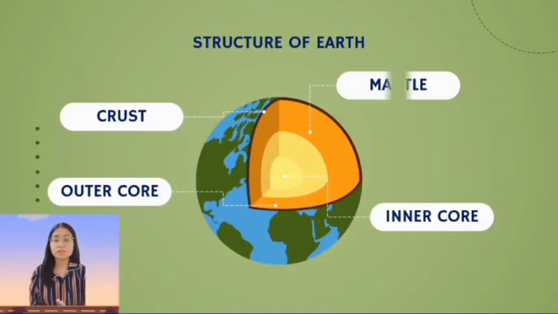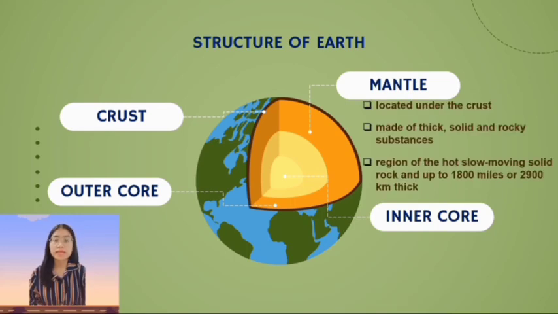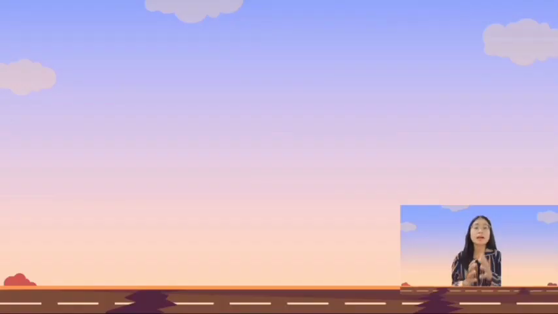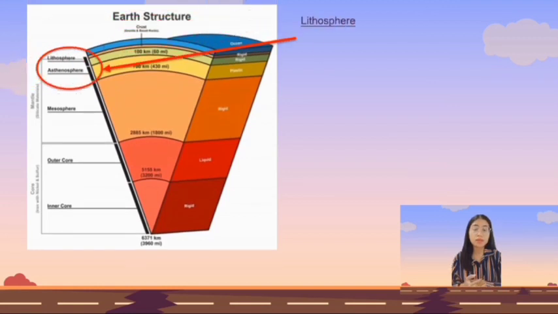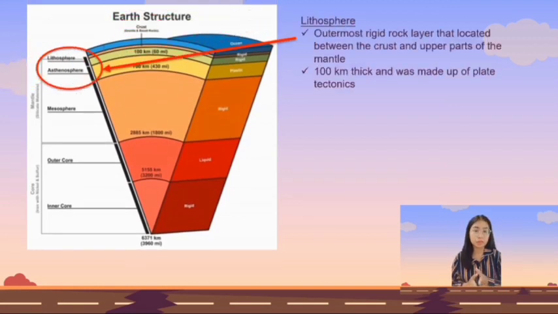The second layer is the mantle, which is located under the crust. It is made of thick, solid, and rocky substance. The mantle is the region of hot, slow-moving solid rock and up to 1,800 miles or 2,900 km thick. Between the crust and the upper part of the mantle, there is one outermost rigid rock layer which is known as the lithosphere layer. It is 100 km thick and is made up of plates, which is known as plate tectonics.